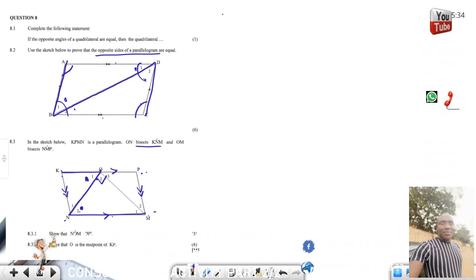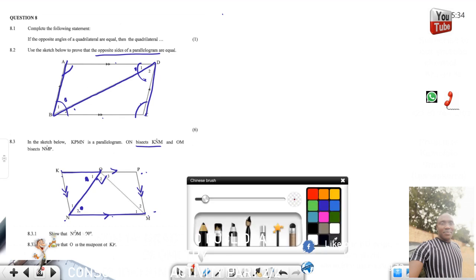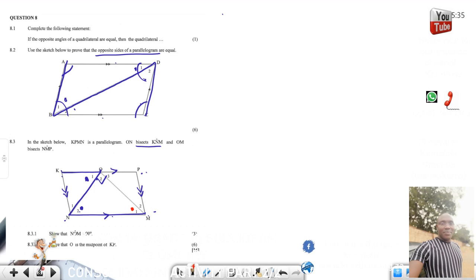Okay, so we talk about equal angles there. What we need to prove is that KO is equal to OP. In the same vein, with the same explanation, can I say that this angle here is equal to that? So we have the blues, the reds. I hope that makes sense, that we said N2 is equal to O1.